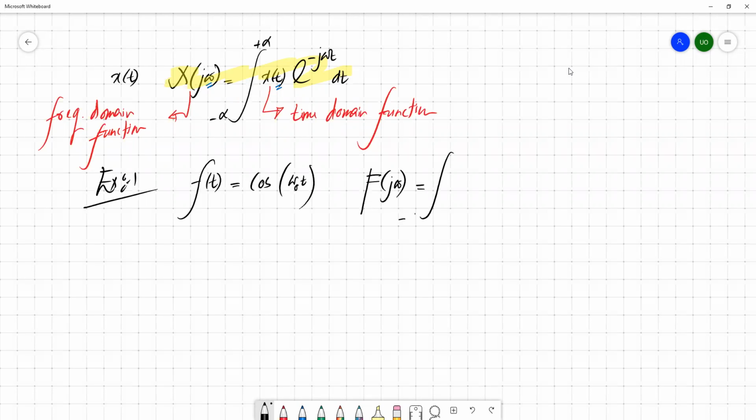Then you need to evaluate this integral. Sorry, not x(t), f(t). Nothing else, just replace these x terms with f terms. So ultimately you get this. It means you need to evaluate this integral to get the Fourier transform of simple f.